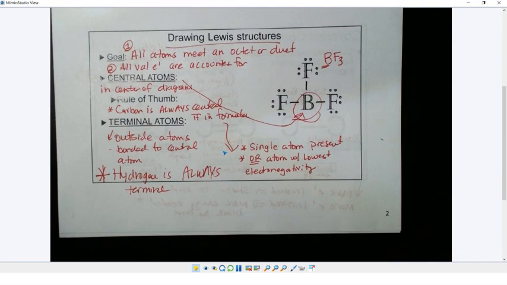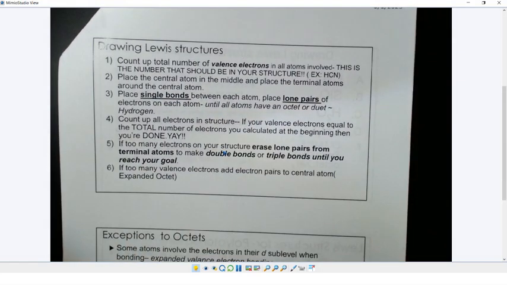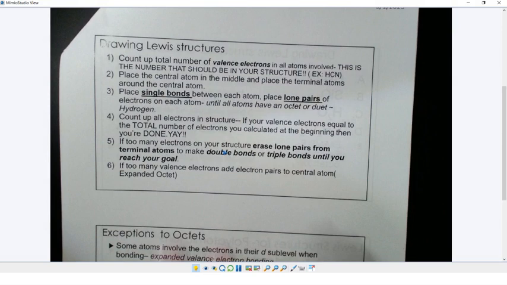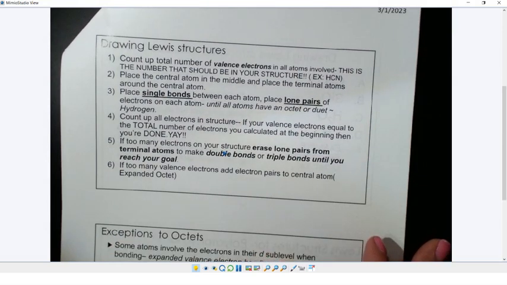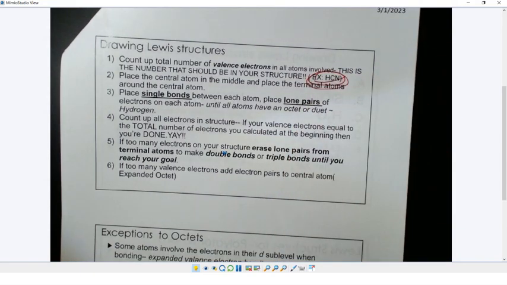So we're just gonna jump in and start drawing them. I went ahead and gave you step-by-step information. It takes so long to write all of that out, so that's why I just wanted to give it to you. So these are the general steps. We are going to use this formula right here in a second to make a Lewis structure.